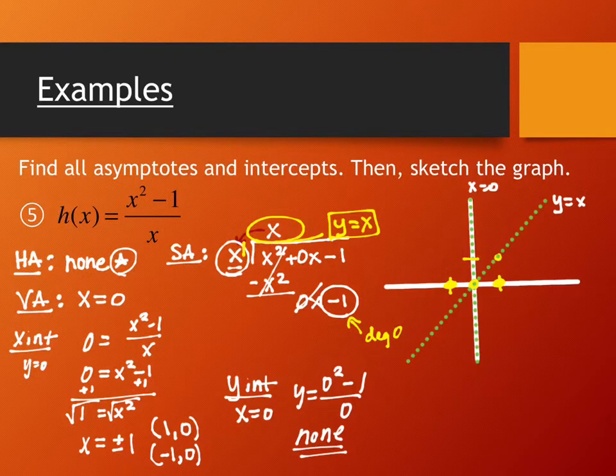All right, so what does that tell us? Well, if you think about my slant asymptote, I have a point on either side of the slant asymptote, right?